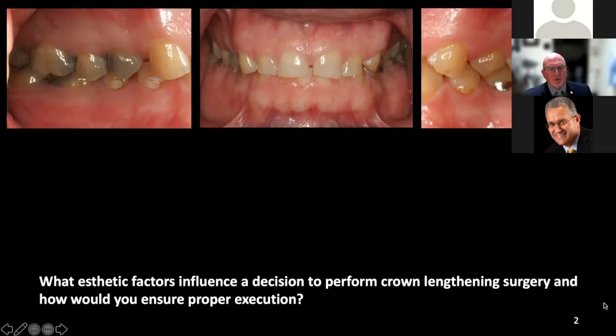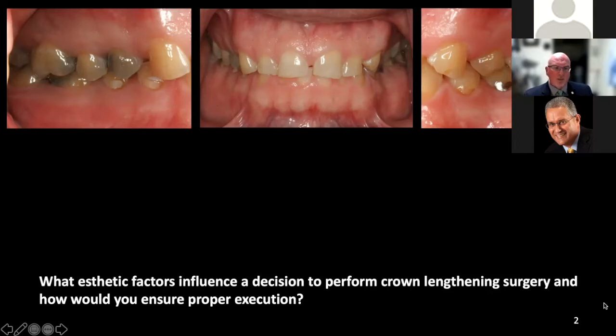If it's functional crown lengthening, you might have a problem with black triangles because you may lose papilla height. If you've got triangular shaped teeth with tapering roots, again, you could run into aesthetic issues of black triangles and losing your papilla height.